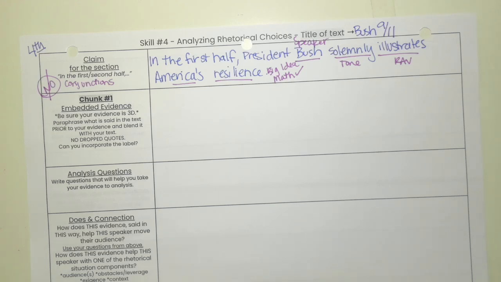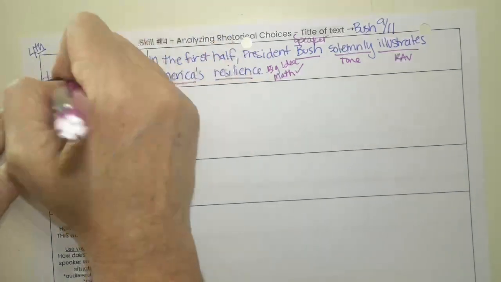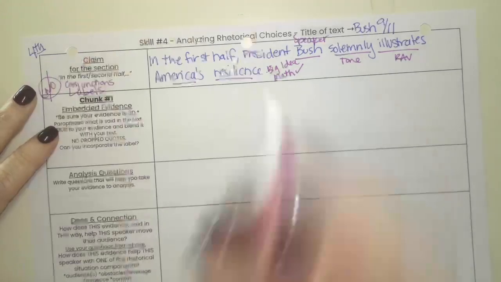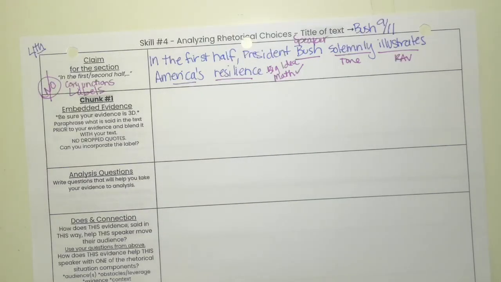Okay? The other thing is, we don't want to make it too convoluted. We want to make it easy for the reader to figure out what you're talking about. The other thing that you will see is that there are no labels in the claim. President Bush uses lists and metaphors. That doesn't go in our claim, right? This is what we call an umbrella claim. It's our big idea, right? Easy? Easy. Okay, now let's talk about evidence.